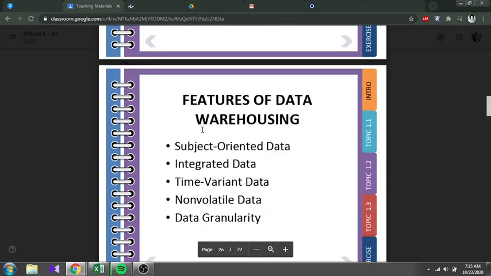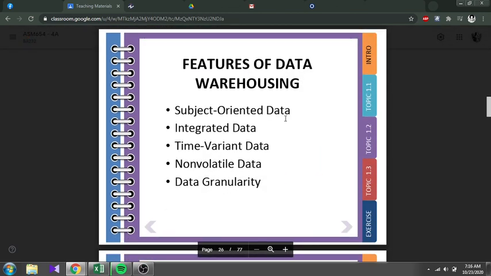Alright, features of data warehousing. We have subject-oriented data, as I said: the data is classified by subject. Integrated, I think you know, is in one centralized location, so everything is the same. Even if you access from a different location, you get the same data. Time variant data means there is data from last year, maybe the last 5 years, 10 years.